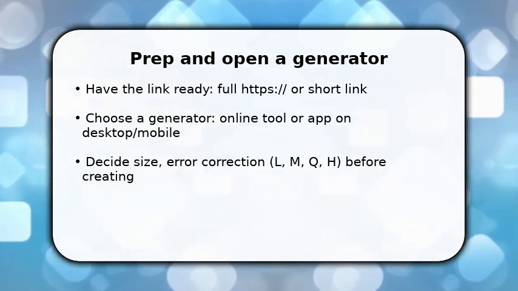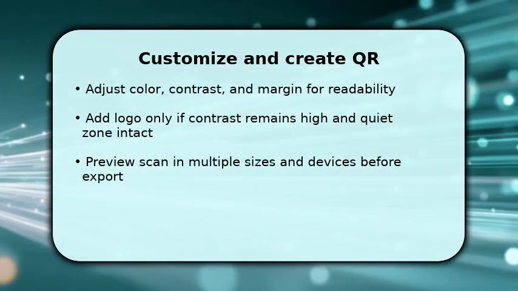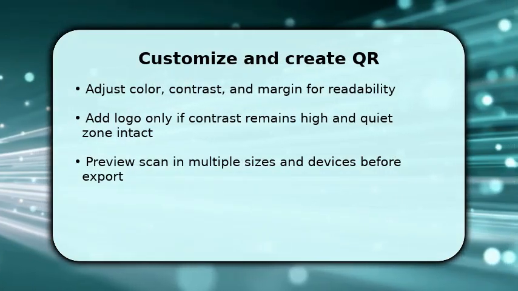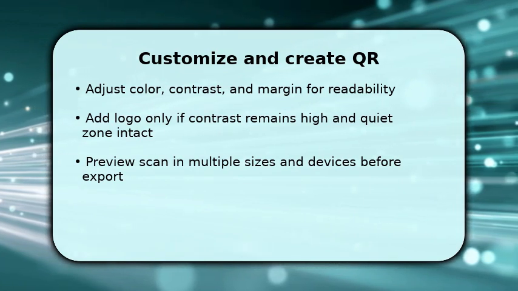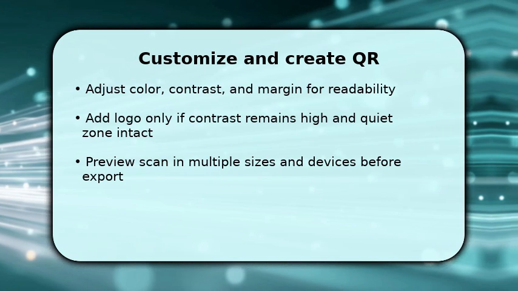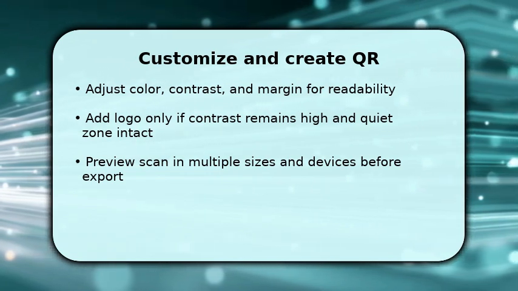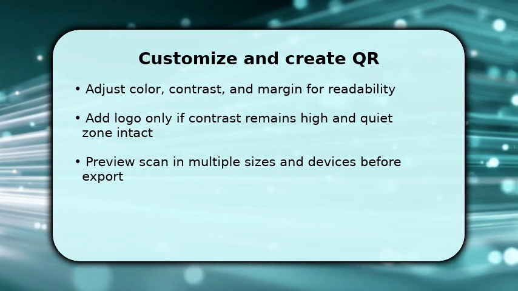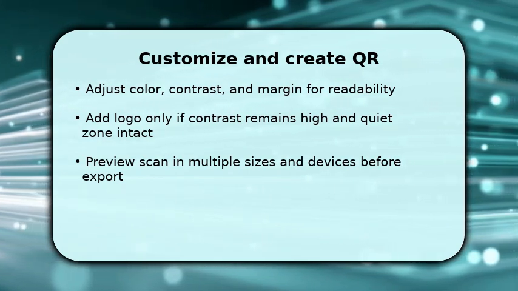You now customize the code to fit your brand or medium. Change foreground/background colors, but keep high contrast so scanners can read reliably. Avoid gradients that break modules. If you add a logo, make it small and centered, and increase error correction so the code stays readable.